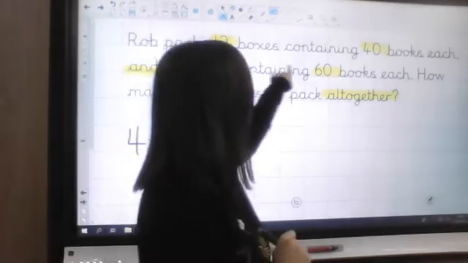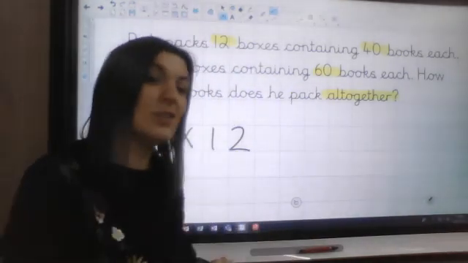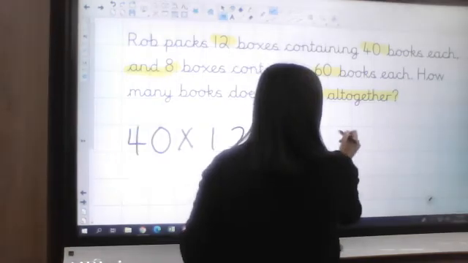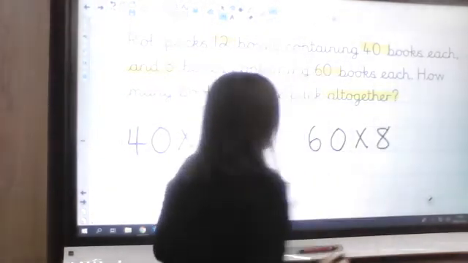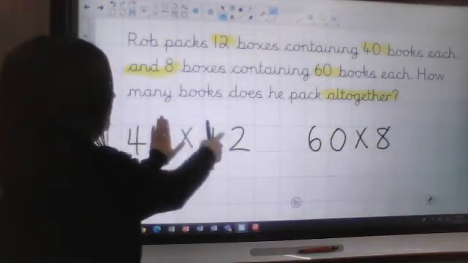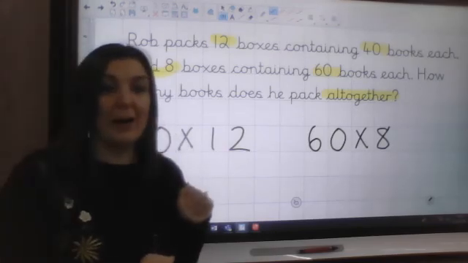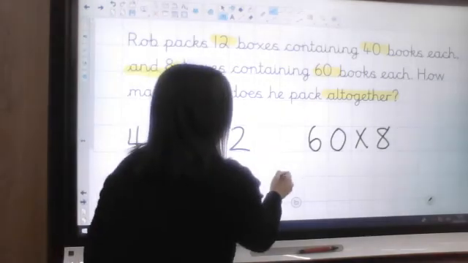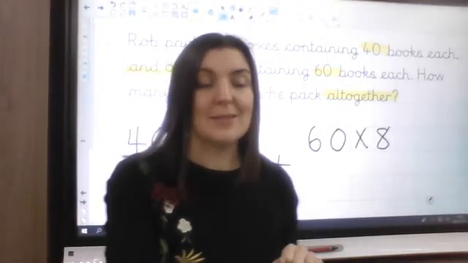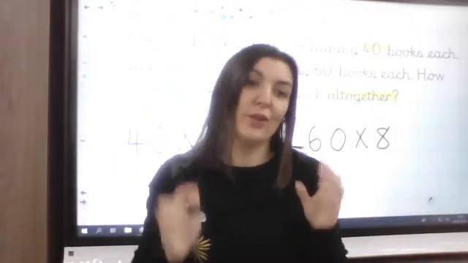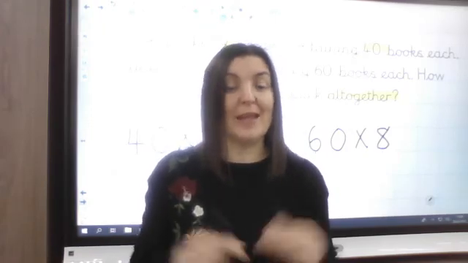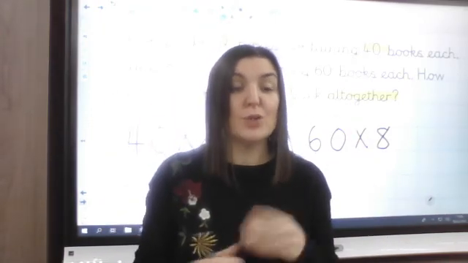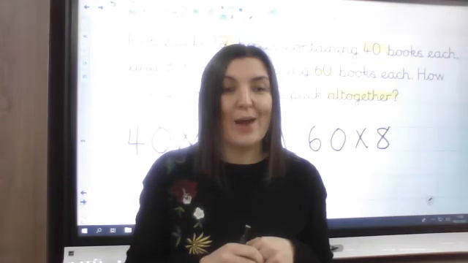And then 8 boxes containing 60 books. So I can use that strategy again. So remember, cover the 0, do the multiplication, then put the 0 back on. And then, because I want to know how many altogether, I'm going to add those 2 answers together. So you've got those 3 little challenge word problems at the end using the strategies that we've used over the past 2 days.